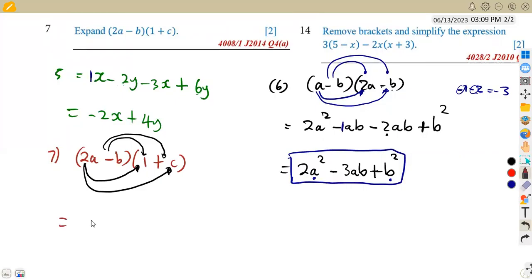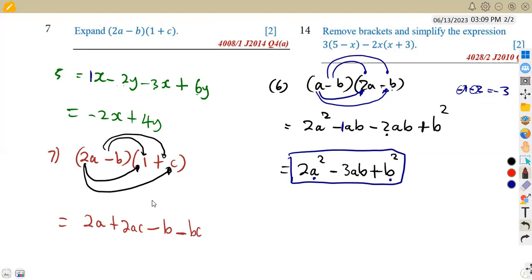2a and 1, this will be 2a. Then we've got 2a times c, which is going to be plus 2ac. It's a positive and a positive. Okay, we move on to minus b and 1. So it's minus b times 1, which is minus b. Minus b times plus c. So it's minus and a plus, which is going to give us a minus. b times c, that's bc.